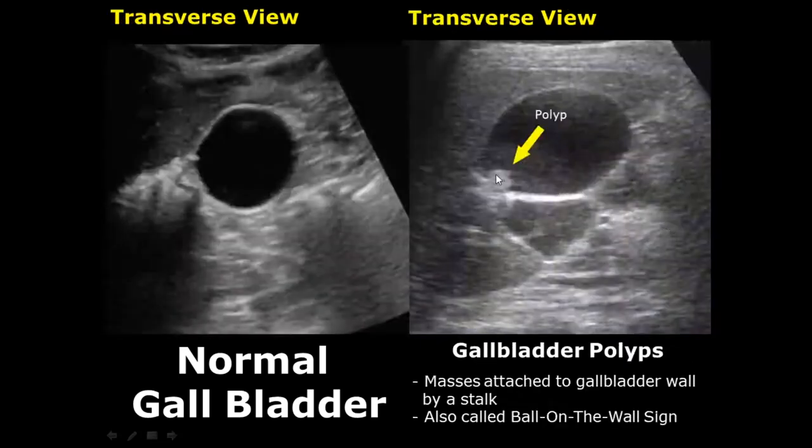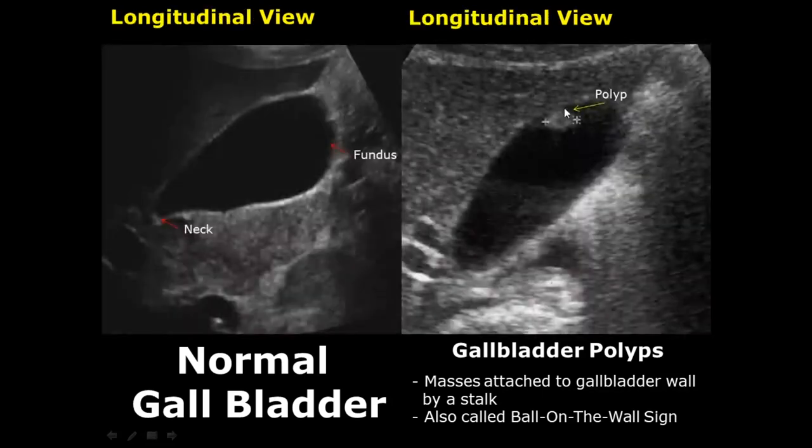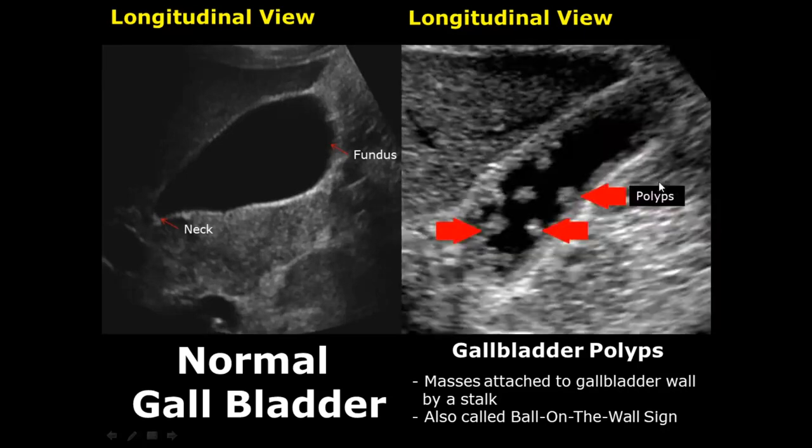Polyps are masses attached to the gallbladder wall by a stalk. Here you can see the mass is attached to the wall, and this is also known as ball on the wall sign. Here you can see a polyp attached to the wall in this longitudinal view here in the fundal region. In this image you can see multiple polyps attached to the wall. Here you can also notice one stalk.